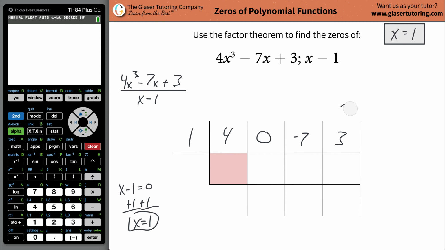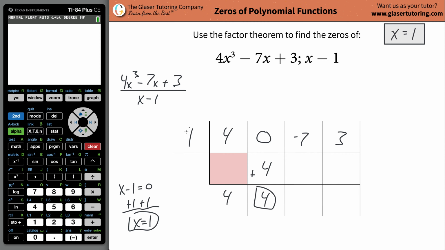Cool? Now let's just perform this following series of steps. Drop the 4 straight down. Don't write anything in that box. That's why it's red. 4 times 1, then you're going to take the bottom number, multiply it by the outside number, and you're going to put the result, 4, in the next adjacent cell. Then you're going to add the column up for a total of 4.